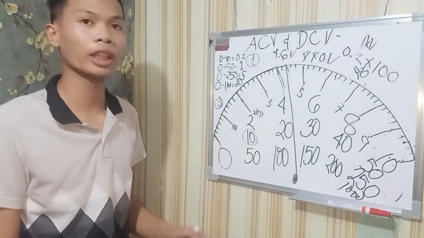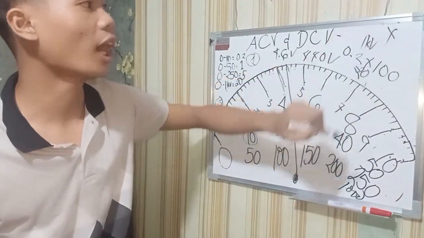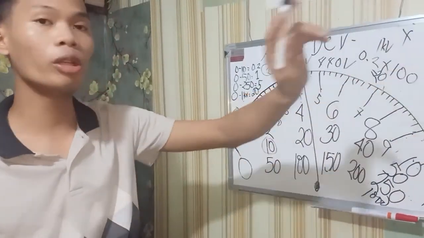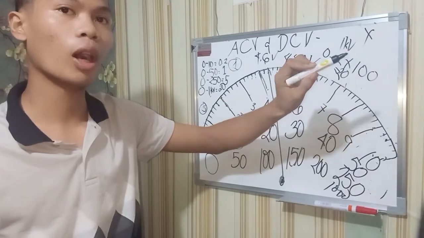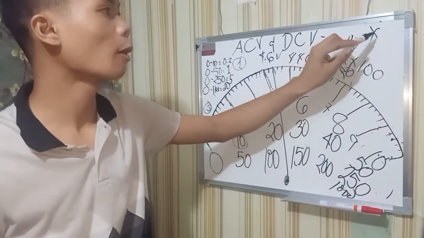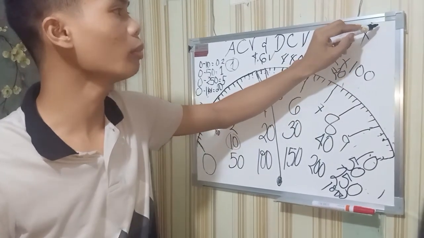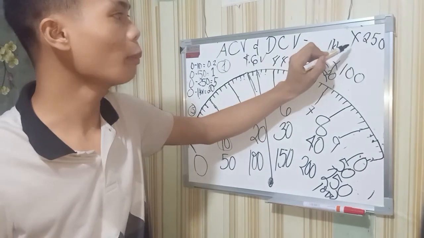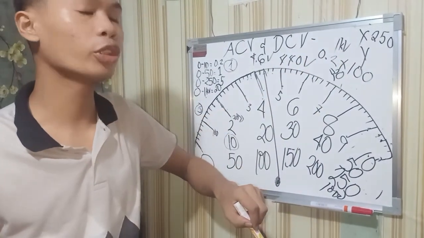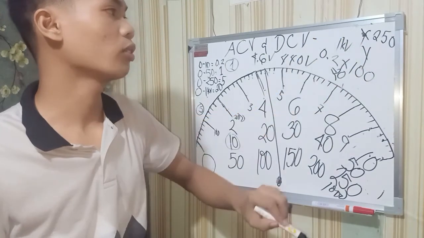Remember that in reading a multi-tester, we must start with the highest range. For example, we will measure our outlet. Each outlet contains 250 volts, or some outlets have a value of 230. So we must use the 250 volt range.